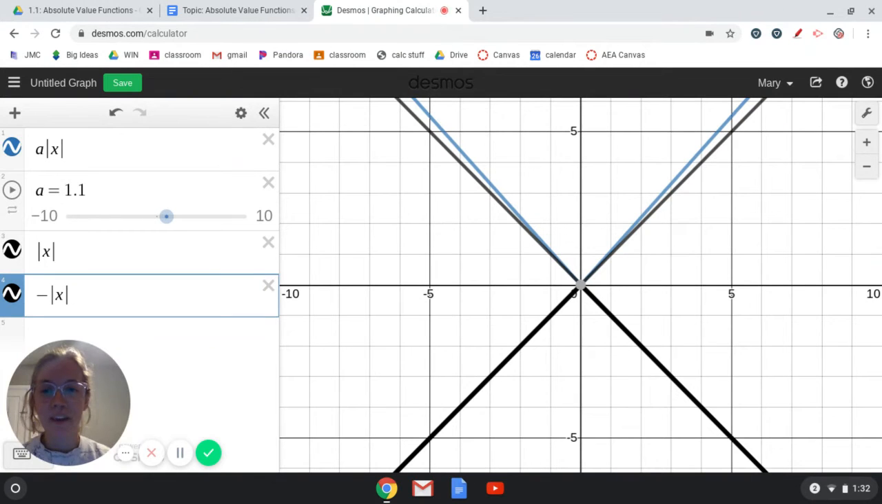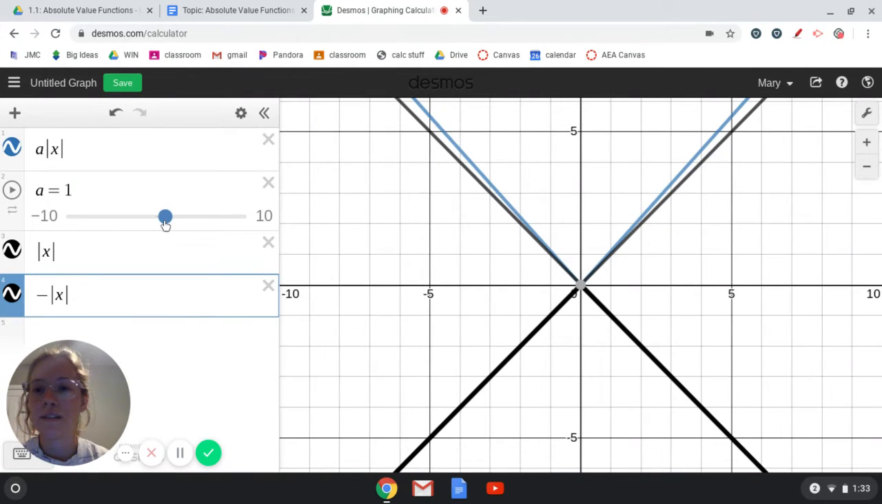Here we go. So in Desmos, I've created my handy slider a again, and I also graphed the absolute value of x, which is this black V up here, and then the negative of the absolute value of x, which is this black mountain down here. So let's figure out how we can stretch this graph. So make this a thinner V. Stretch it away from that x-axis.